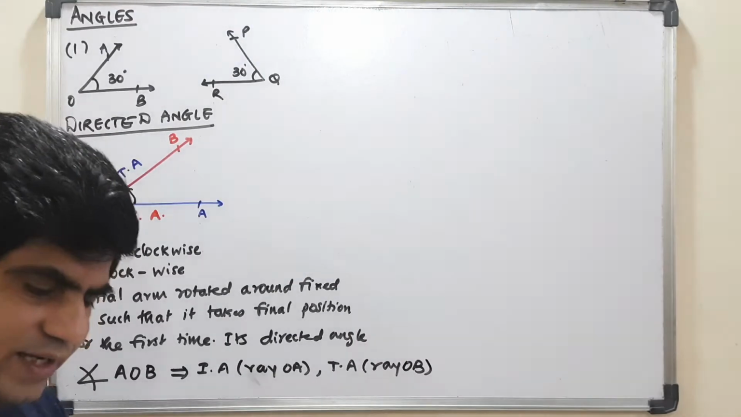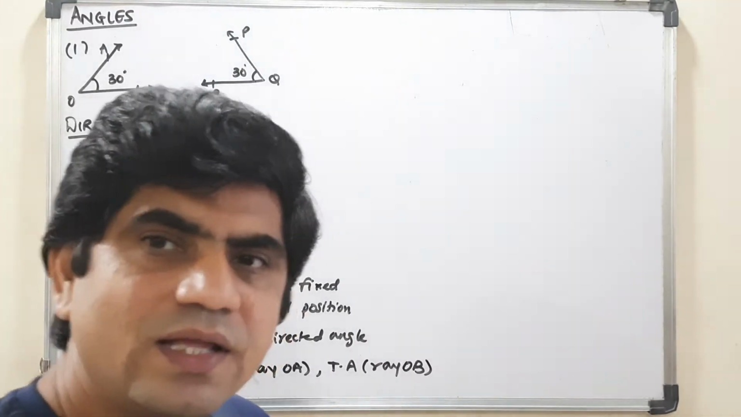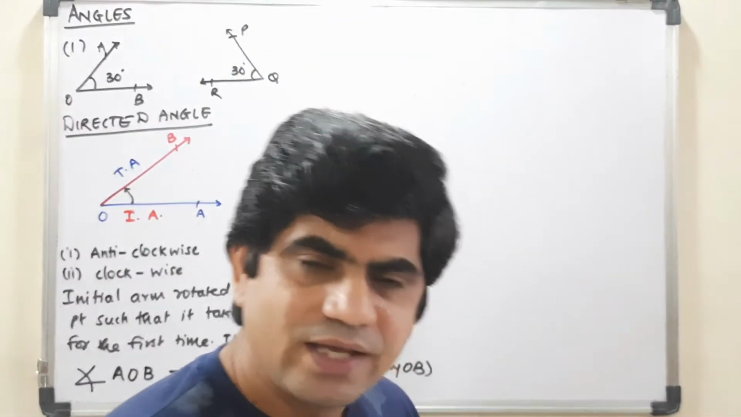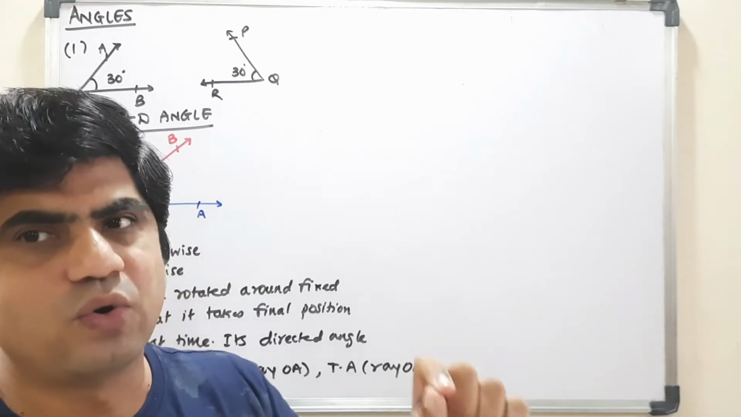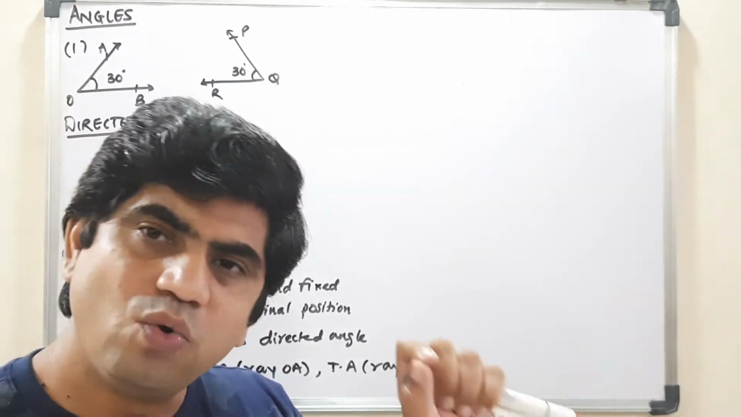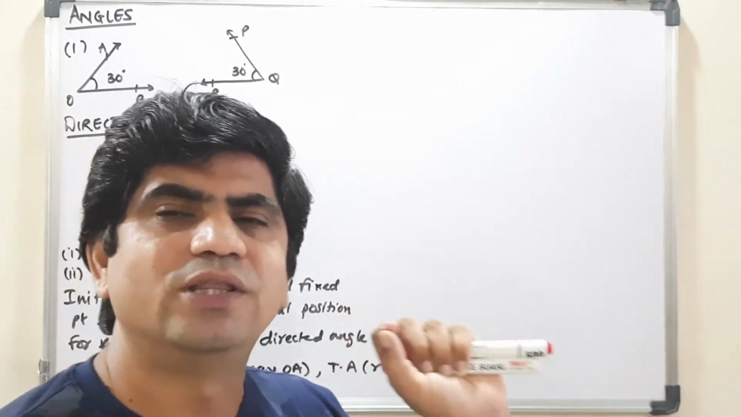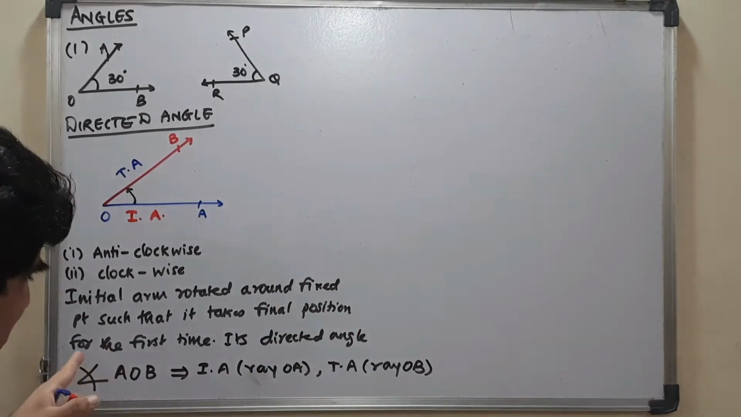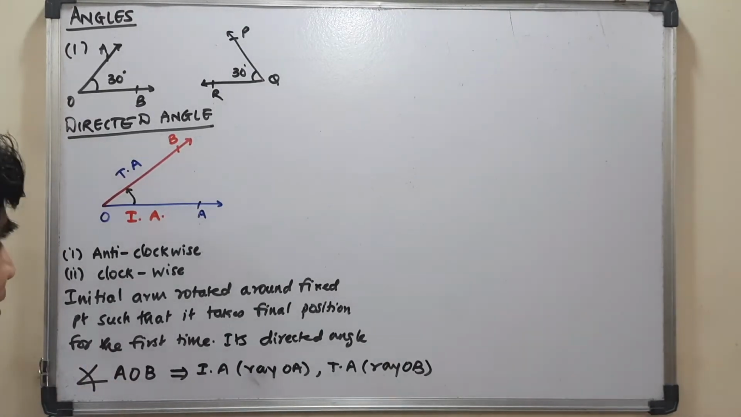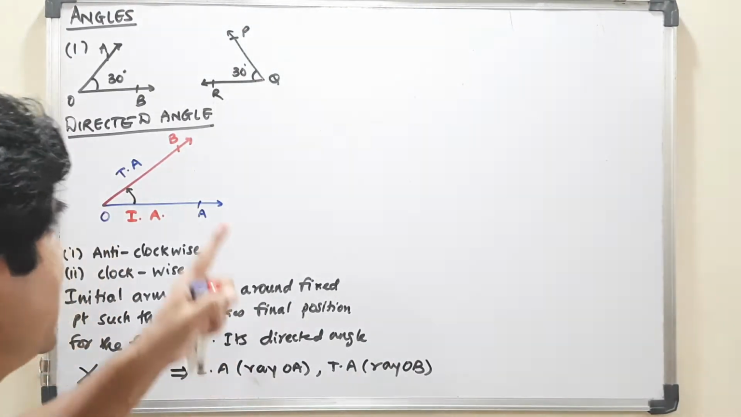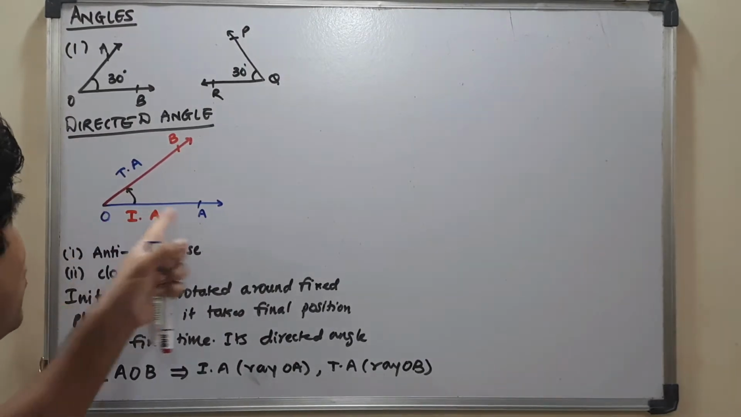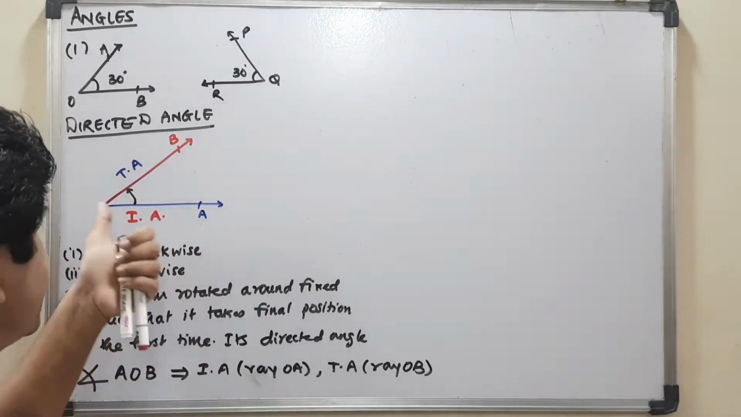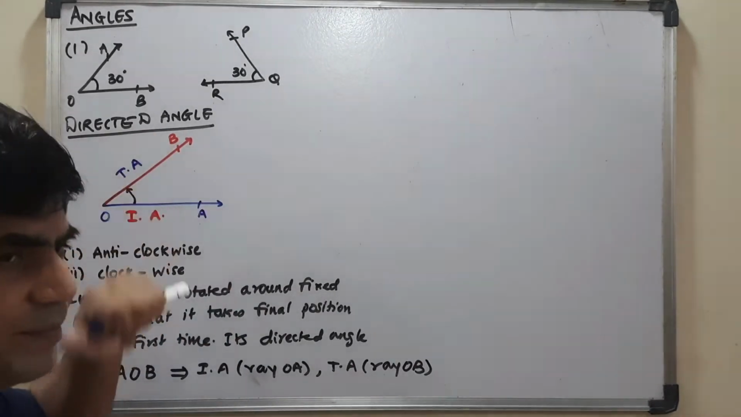So a directed angle is where the initial arm rotates at a fixed point in clockwise or anti-clockwise direction to attain the final position for the first time. That is called a directed angle. This is the symbol we write for angle, directed angle. It starts from the initial arm. The initial arm is this one. You cannot say OAB like this. So we read the angle as AOB, in which this is your initial arm and the next will be your final arm.